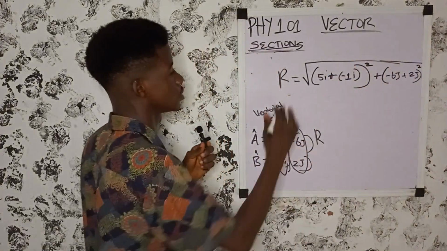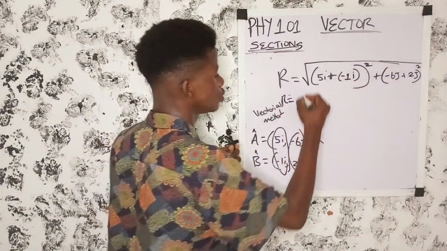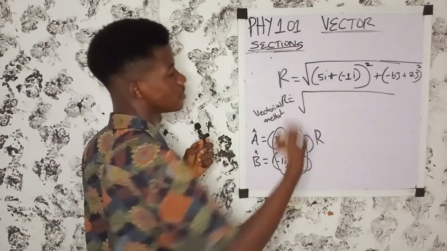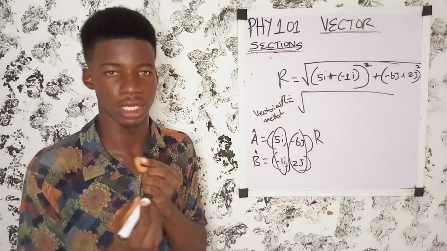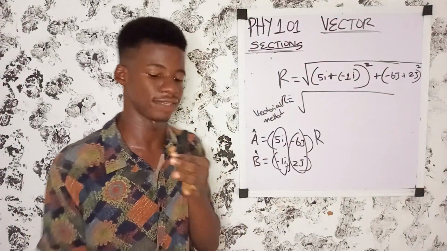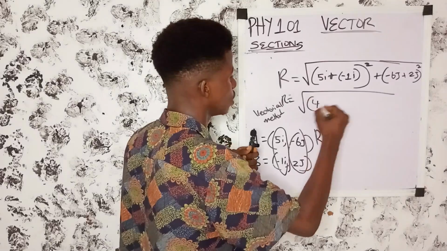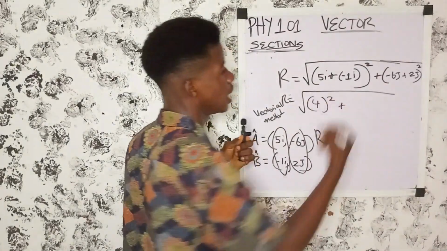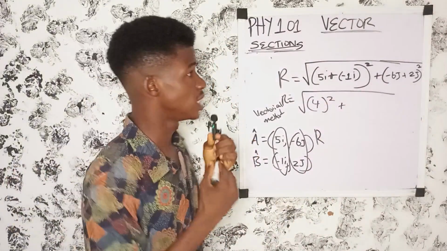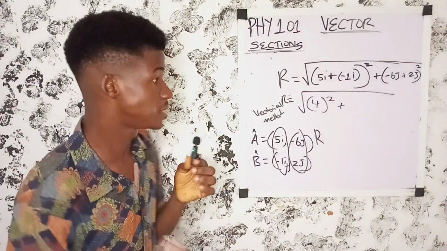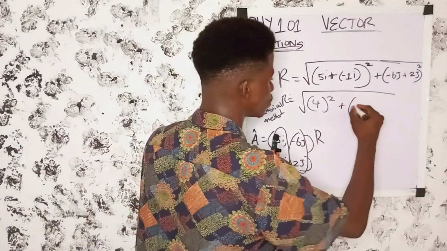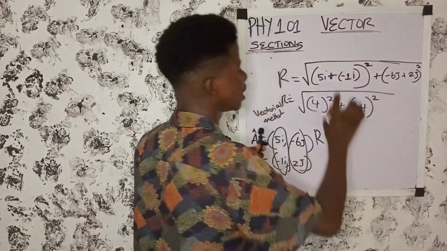Then you take the square. Okay, let's continue. R equals root of 5 plus minus 1. It's still the same thing as 5 minus 1. 5 minus 1 will give us what? 4. Okay. Square, then plus minus 6 plus 2. That will give us minus 4, if I'm not mistaken. That will give us minus 4. Then you take the square.